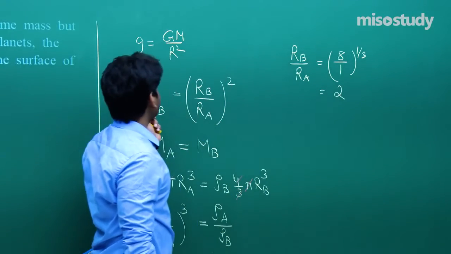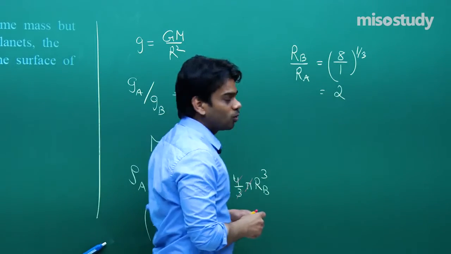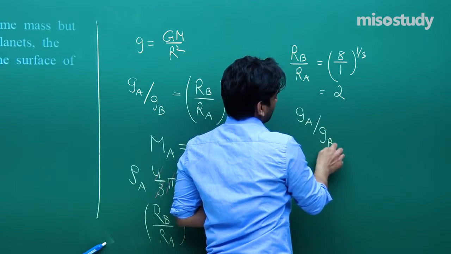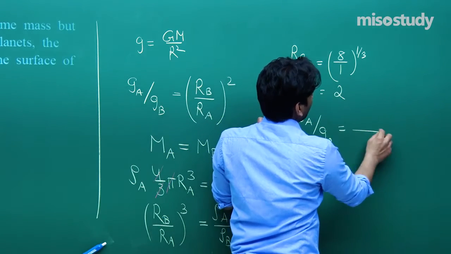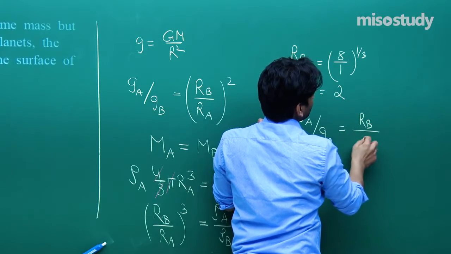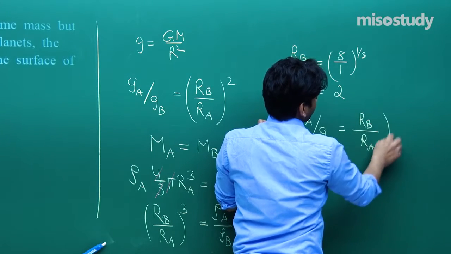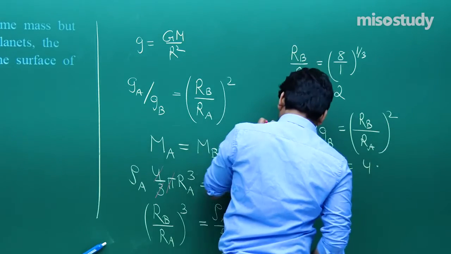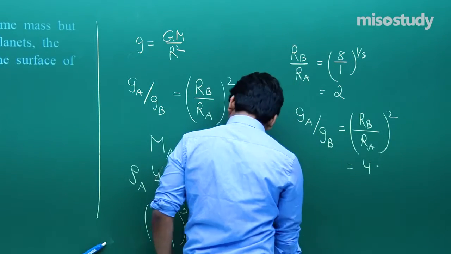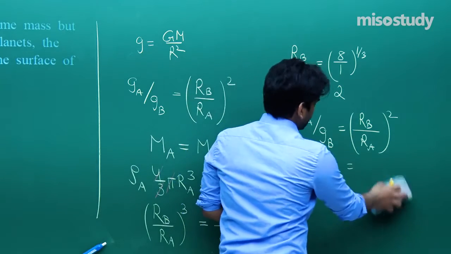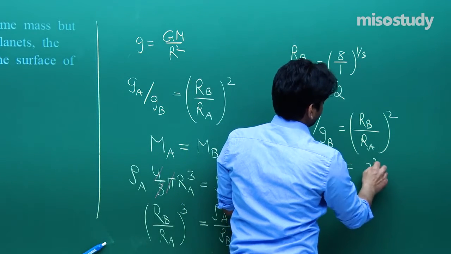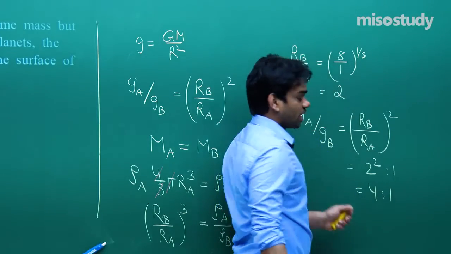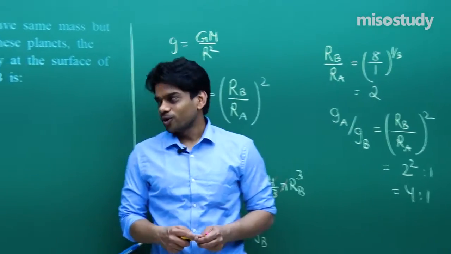Now you see here, Ga by Gb is Rb by Ra whole square. So Ga by Gb is equal to Rb by Ra whole square. This comes out to be 4:1, because Rb by Ra is equal to 2. So this will be 2 square is to 1. So hence this is 4:1. The right answer is matching with the right option, that is 4:1.